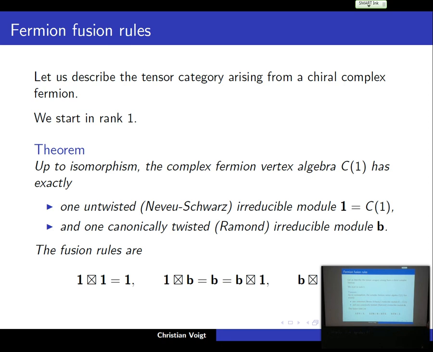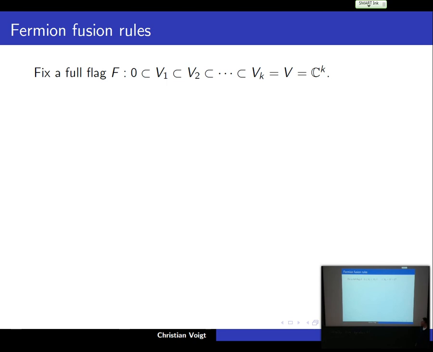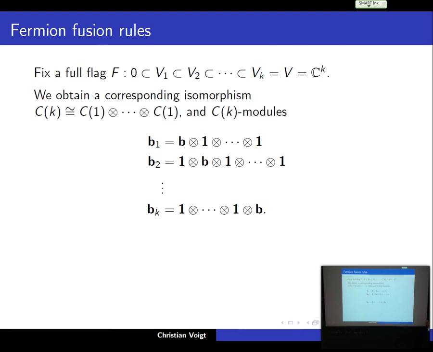And now we need one further ingredient. We have to fix a full flag of C^k. Now to move from one complex fermion to k complex fermions, if we fix such a full flag, we obtain a corresponding isomorphism of the vertex algebra C^k as a tensor product of just rank 1 complex fermion vertex algebras. And we get a couple of modules which are just obtained by taking the modules we have in the rank 1 situation and tensoring them.